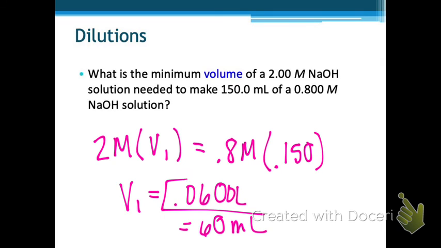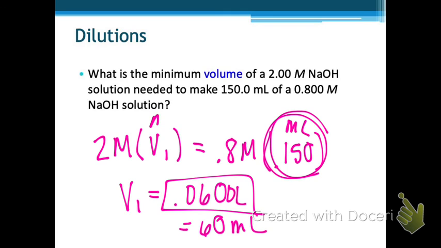For that, could you also just put it in milliliters? If you wanted to leave that in milliliters, you could, because then your answer would come out in milliliters. So either way is fine.